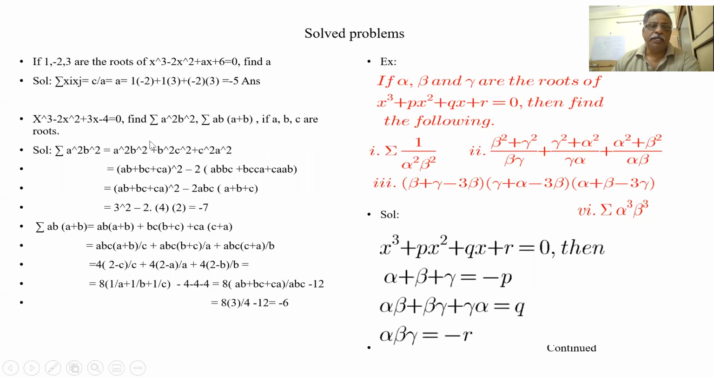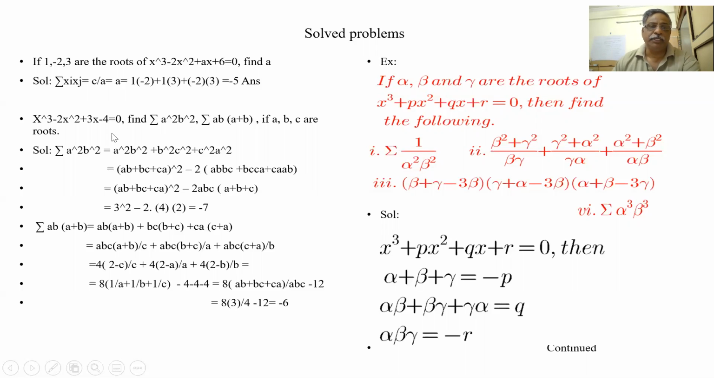So sigma A square B square. That means what? A square B square plus B square C square plus C square A square. It is like A square plus B square plus C square. It is nothing but A plus B plus C whole square minus 2 into AB plus BC plus CA. So when I'm putting this, if I'm taking out ABC here, A plus B plus C. I know this is a product of two terms. This is ABC, product of all roots. This is sum of the roots.